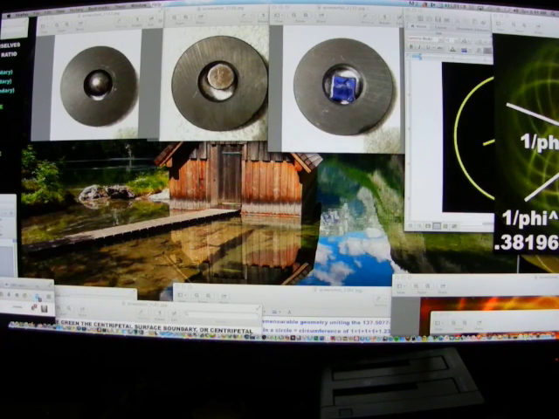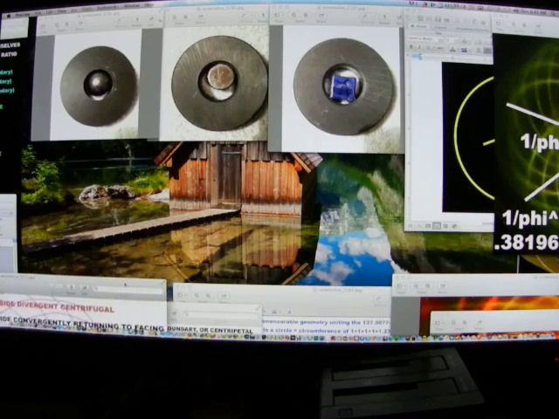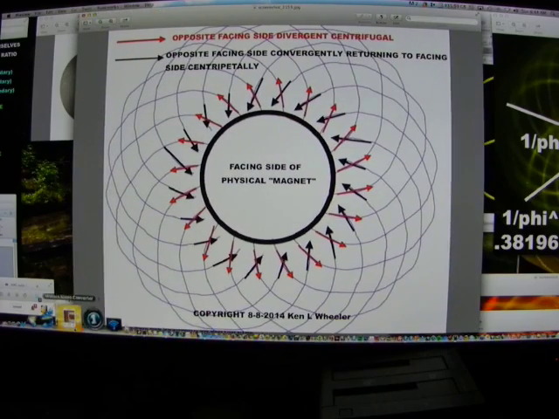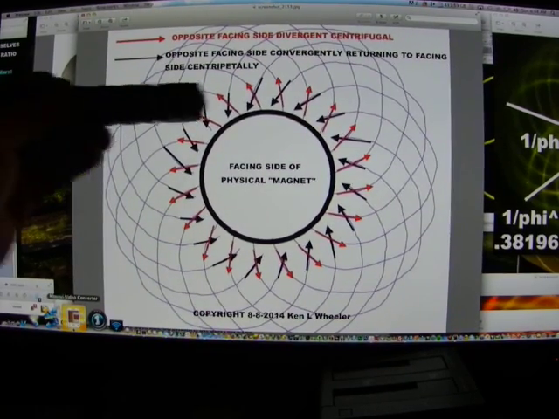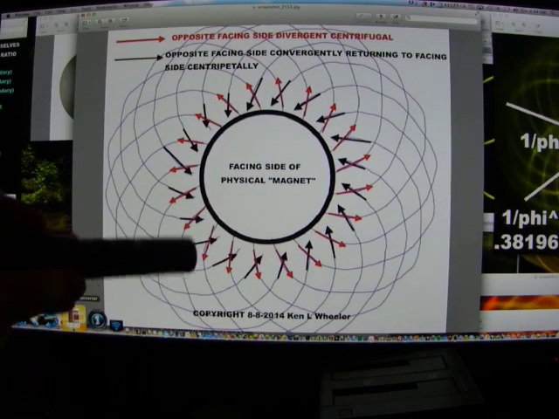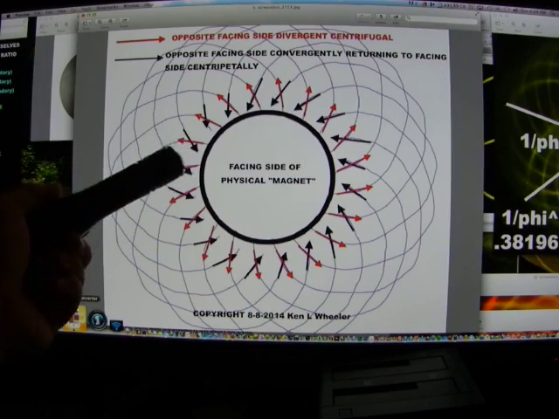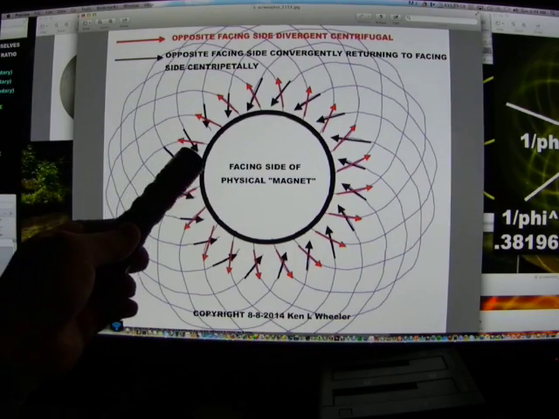I had the math before I had the final proof, but before we get to that, let's take a look at what is happening on our magnet. We're only looking at one side. Here we have the facing side of our magnet. Black line here. Now you see, opposite side divergent centrifugal. So we take a look at our red arrows.